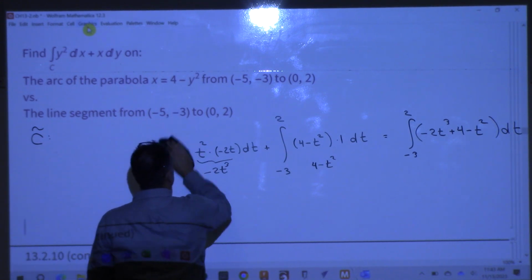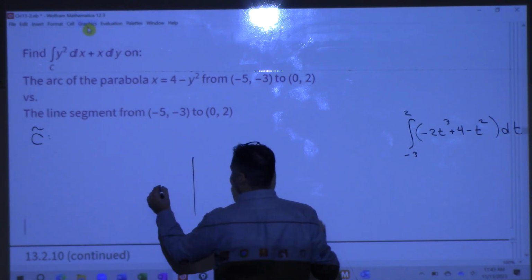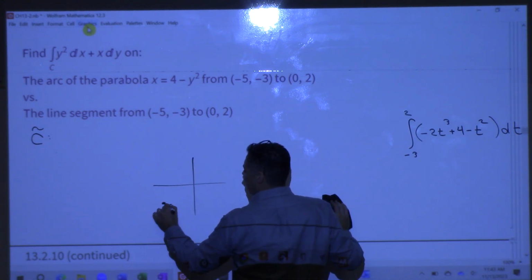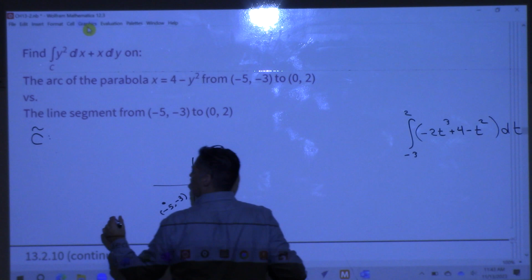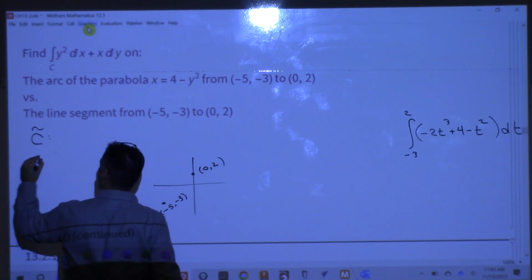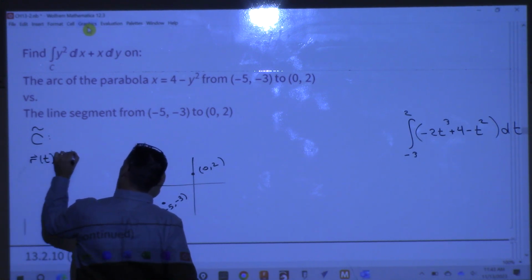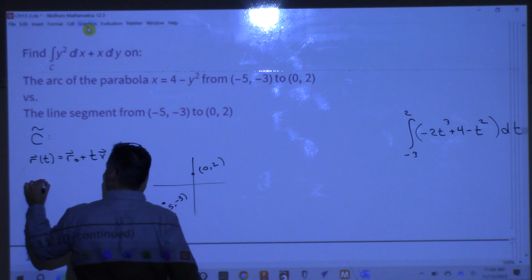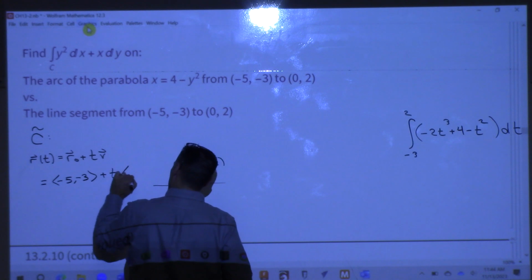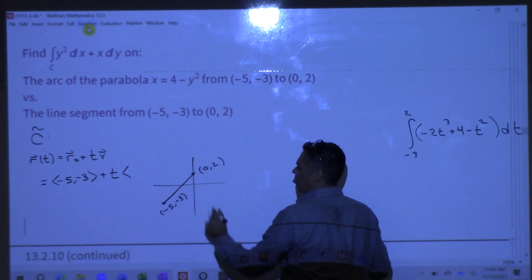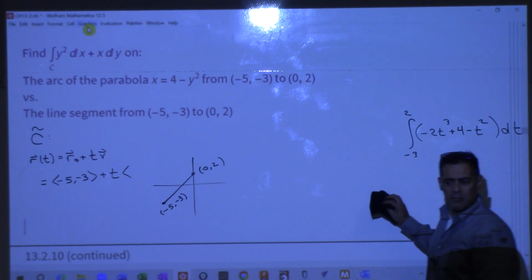And I need to draw the straight line segment. I'm leaving that one up over there. I need to draw the straight line segment that goes from the point negative 5, negative 3 to the point 0, 2. So let's do it. r of t, right? r naught plus t v. r naught would be where we're starting, plus t times the direction vector from here to here.